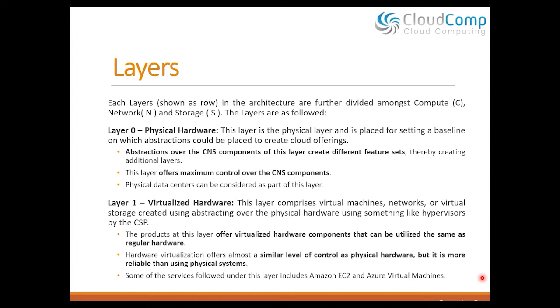Hardware virtualization offers almost a similar level of control as physical hardware, but it is more reliable than using physical systems. Examples are Amazon EC2 with the coordinate 1C, Azure VM again with coordinate 1C, and Google Compute Engine with coordinate 1C. So some of the services under this layer include EC2 and Azure virtual machines.